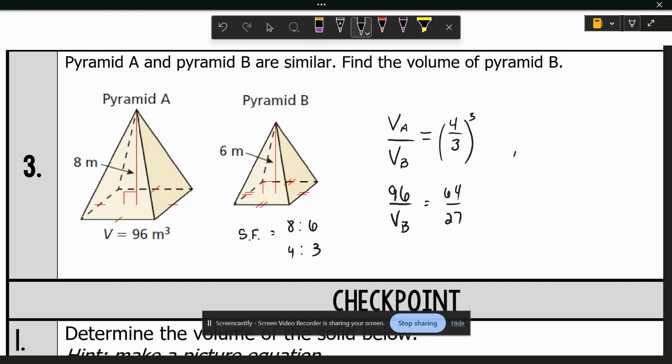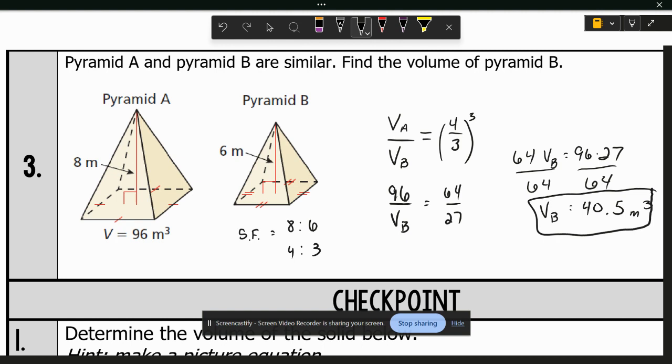So cross multiply, 64 volume of B is equal to 96 times 27. And then we'll multiply those two. We'll divide by 64 with the volume of B to be 40.5 meters cubed. Right? Wait, is that 96.27? 96 times 27. I'm sorry. 96 times 27. And then how did you get like 27 and 64?